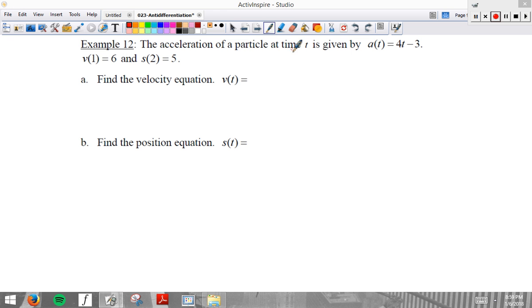The acceleration of a particle is given by a of t equals 4t minus 3. So, they want us to find the velocity equation if we know that v of 1 equals 6. Well, v of t would be the antiderivative or the integral of a of t dt, or the antiderivative of 4t minus 3 dt.